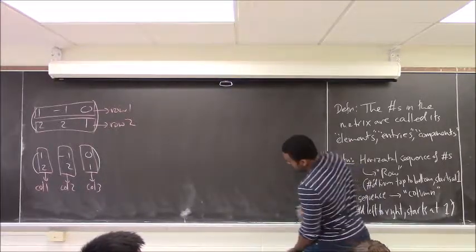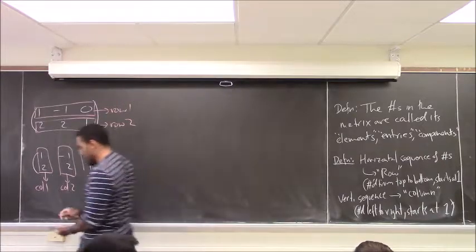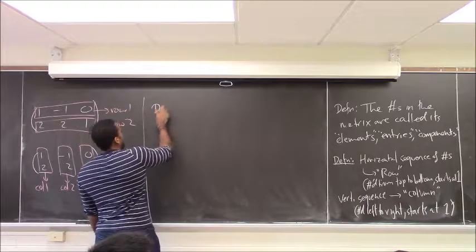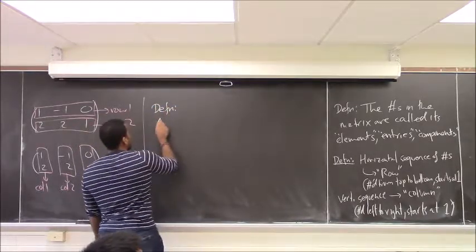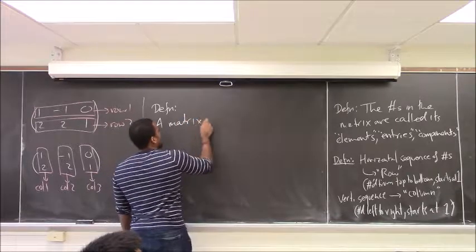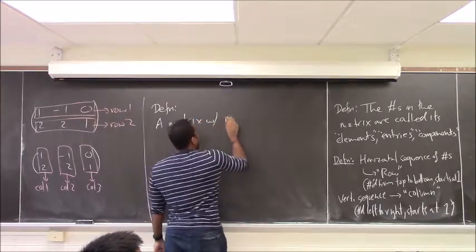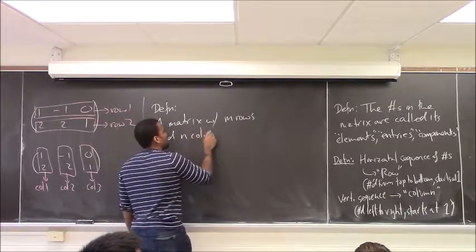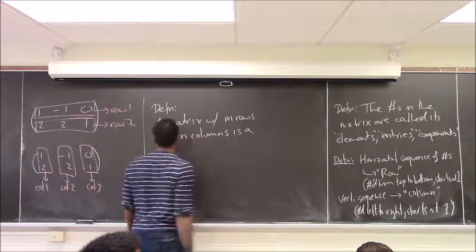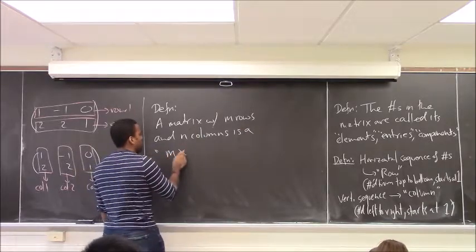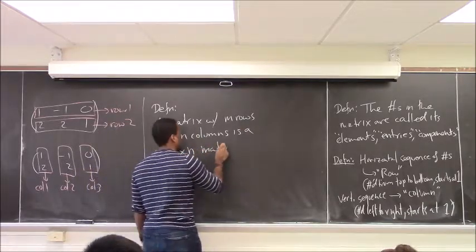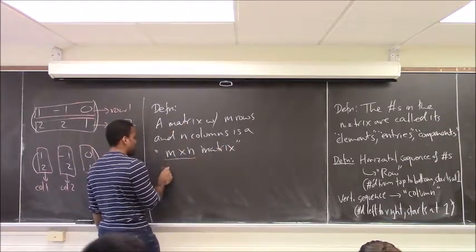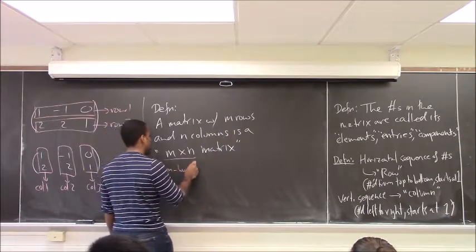We can talk about the size of a matrix or the dimensions of a matrix, and that's just basically describing the number of rows and columns. A matrix with m rows and n columns is an m by n matrix. Okay. So this part here is read m by n.